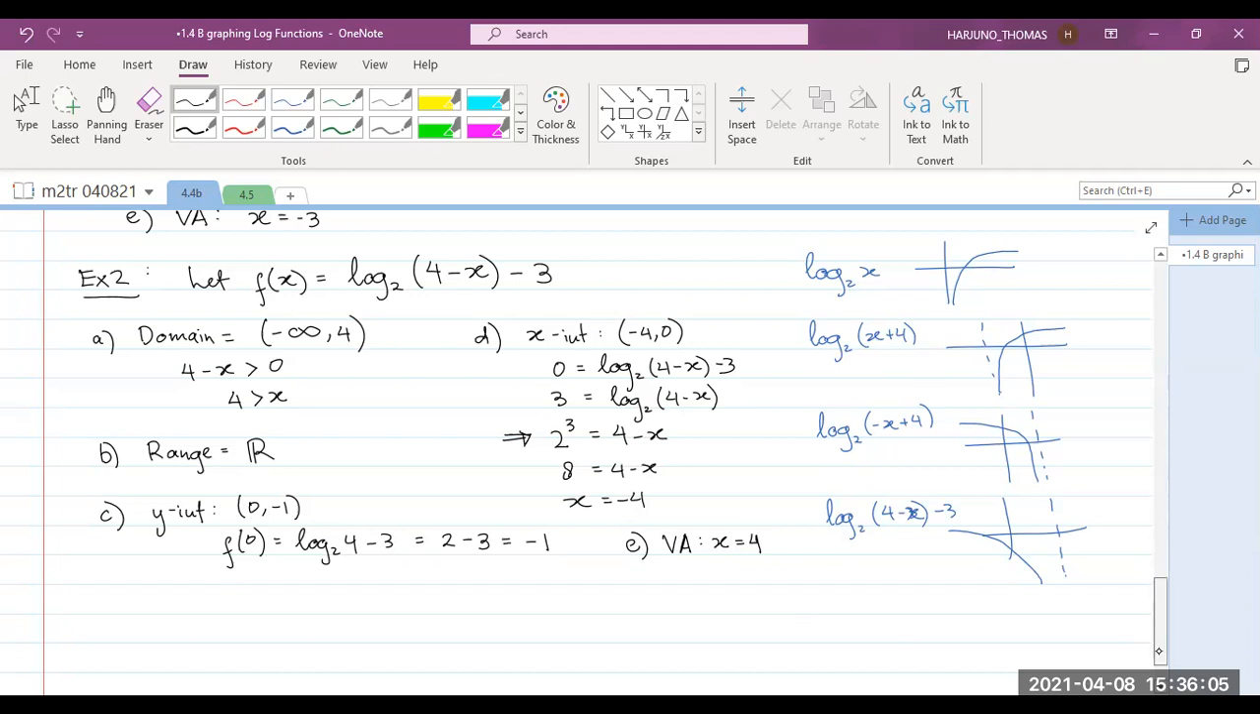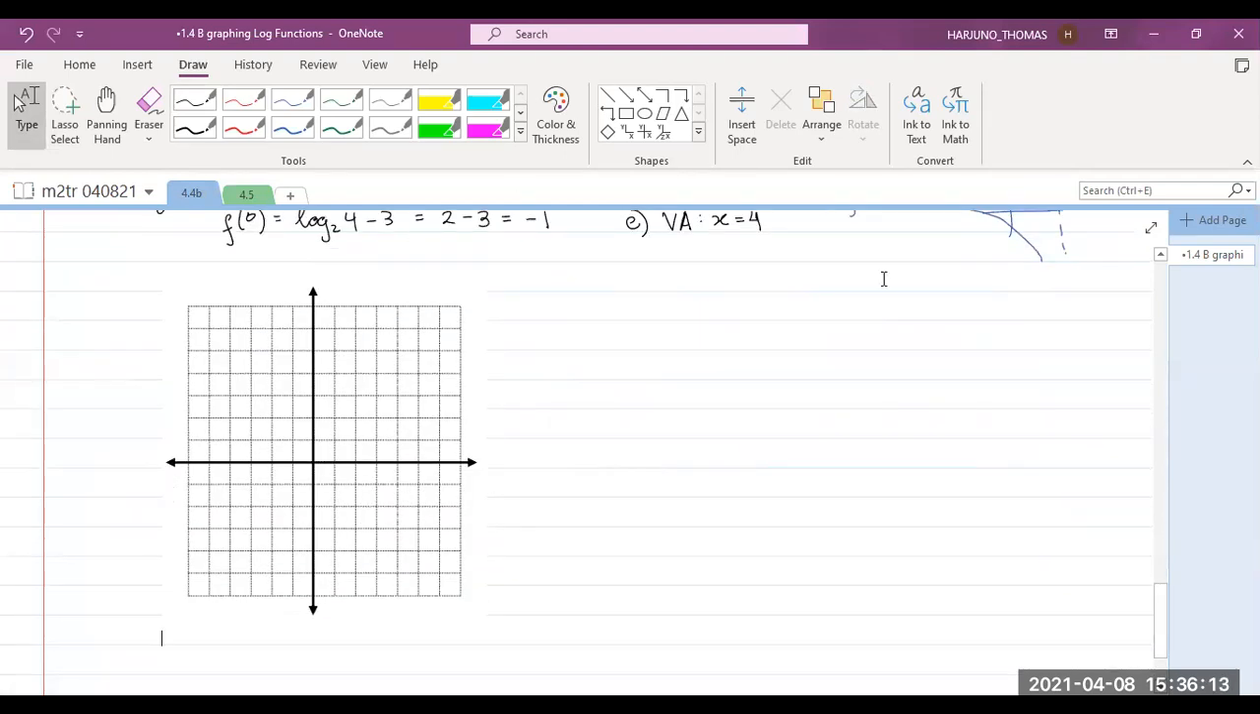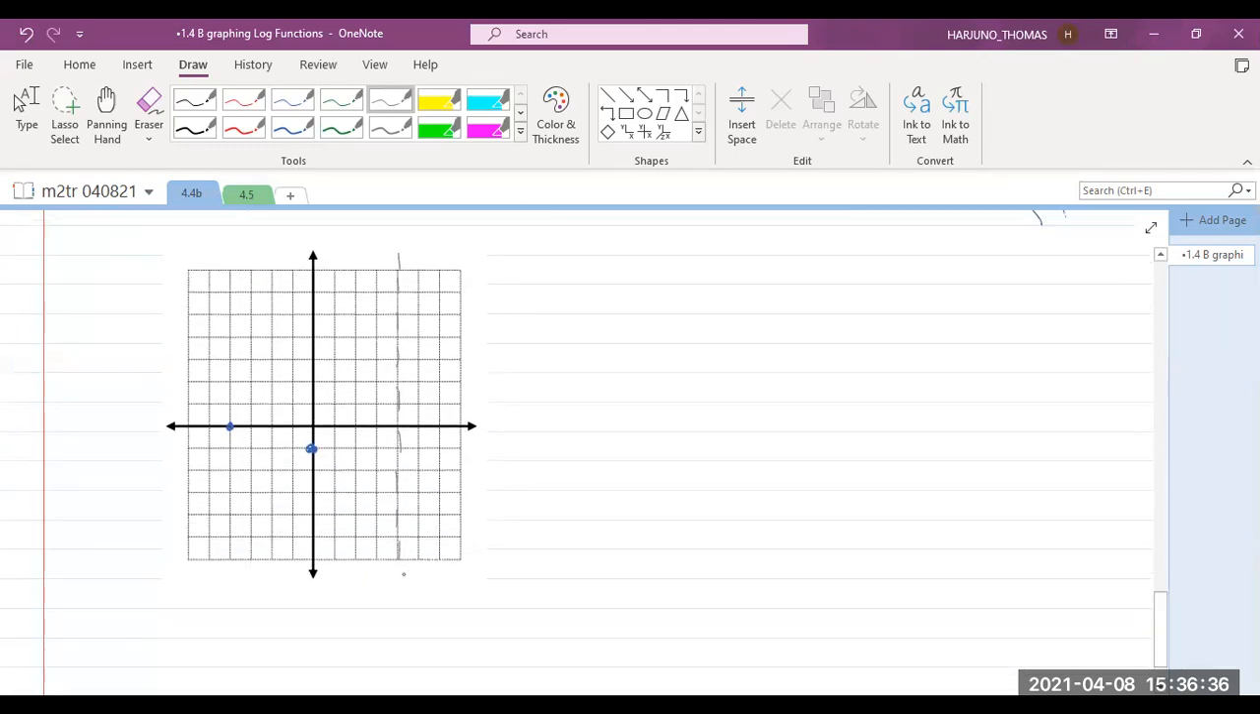Okay, now then, let's put them together. The y-intercept is (0, -1). Here, the x-intercept is (-4, 0). And then the vertical asymptote is x equals 4. Okay, so we know the graph later on will look approximately like this.